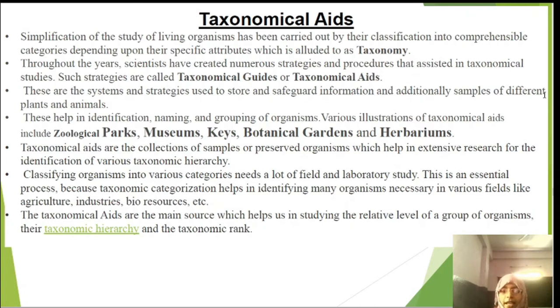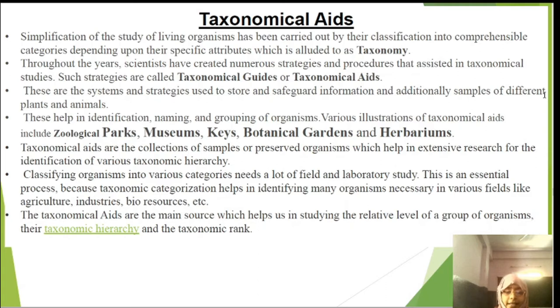Classifying organisms into various categories needs a lot of field and laboratory study, of course. This is an essential process because taxonomic categorization helps in identifying many organisms necessary in various fields like agriculture, industries, bioresources, etc. How do you know that a plant is important? Through the books in your museum, herbarium or garden, we come to know that these plants are useful for agriculture, industries and also bioresources.